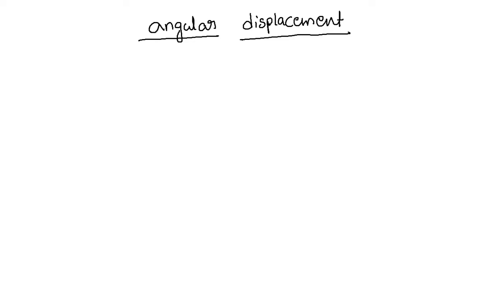Hello everyone. In this video I am going to discuss whether angular displacement is a vector quantity or a scalar quantity. We know for vectors, a bar plus b bar should be equal to b bar plus a bar. If it is not obeying this, then it is not a vector quantity. So to know whether angular displacement is a vector quantity or not, let's take an example.